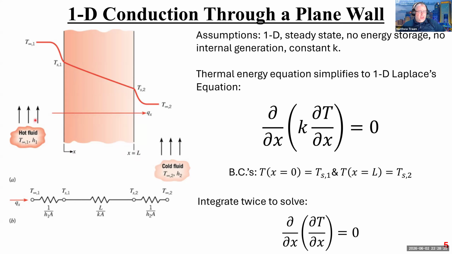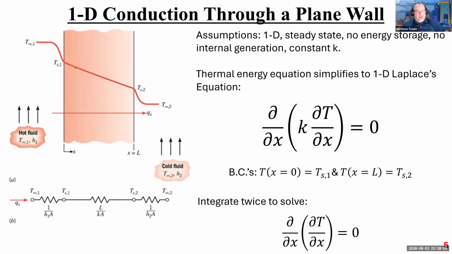And this wall has got two convective boundary conditions that basically set the temperature on either side of the wall. So we've got hot fluid kind of blowing up and down the left side of the wall, and we've got cold fluid blowing up and down the right side of the wall, and some free stream temperature on the hot side and free stream temperature on the cold side, far away from the wall. And those two convection processes basically set the temperature of the surface at X equals 0 and X equals L.